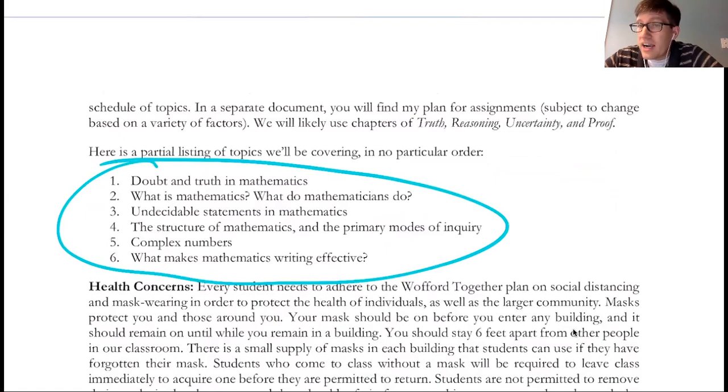We will probably talk about complex numbers, square to -1, that sort of thing. And we'll also talk about what makes mathematics writing effective. Right, so those are some of the topics that we'll be covering in this class.